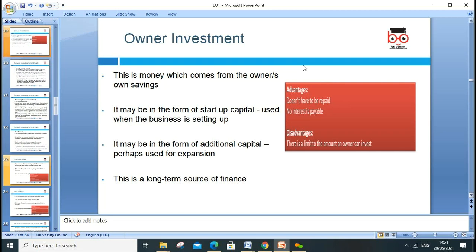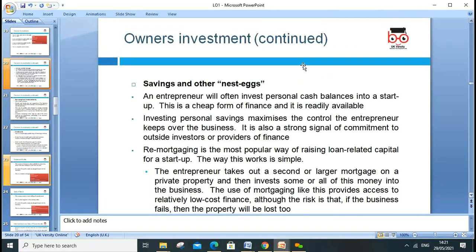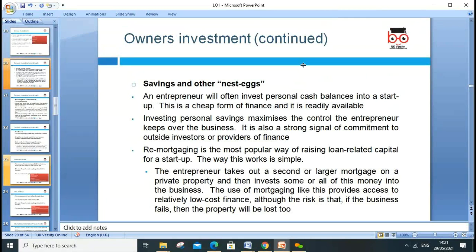There can be advantages: you don't have to repay, and there is no interest. A disadvantage can be the limited amount, because maybe you don't have enough savings. A lot of people say grandparents can be a big source. If they have savings, the kids can borrow the money instead of taking a student loan. So savings are another nest egg, so we can look around.